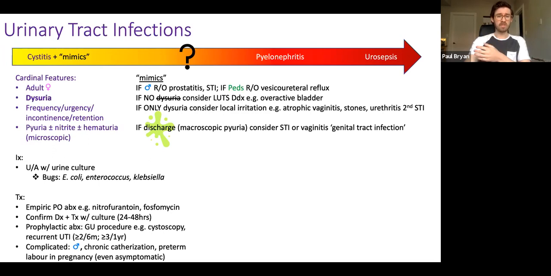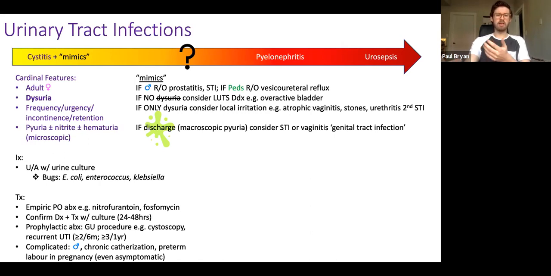If they only have dysuria, and they don't have any lower urinary tract symptoms and bladder symptoms, then you're thinking of just topical things like atrophic vaginitis, which commonly happens in menopause and can be treated with topical estrogen. And then if you see discharge, so not just dysuria, but abnormal discharge, that's when you're thinking of not a urinary tract infection, but a genital tract infection.